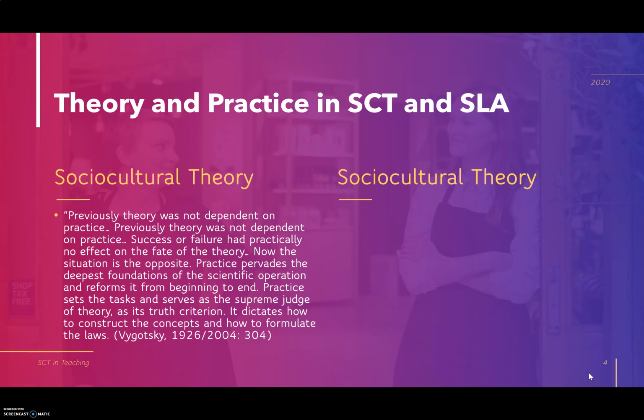And in developing sociocultural theory, Vygotsky comments specifically on the relationship of theory and practice, and comments on the prevailing situation in the social sciences up until a certain point, where practice was the poor brother, the poor relative of theory. So what we see is that previously theory was not dependent on practice. What we see is that previously success or failure had practically no effect on the fate of theory.